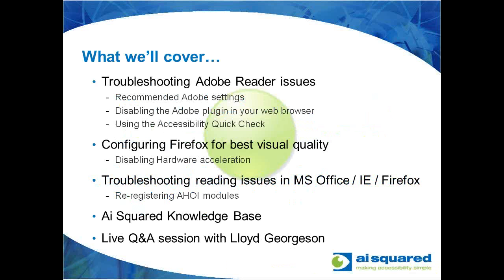So here's what we're going to cover. I'm basically going to go over some general tips and tricks for various applications, settings in Adobe Reader, for example, how to configure Firefox for the best visual quality in terms of text, and then how to troubleshoot some reading issues that you might have in applications like Microsoft Office, Internet Explorer, or Firefox. Then I'll show you where on our web page you can find our knowledge base, which is a repository of troubleshooting articles for various issues and applications. And then we'll open it up to question and answer at the end of the webinar.